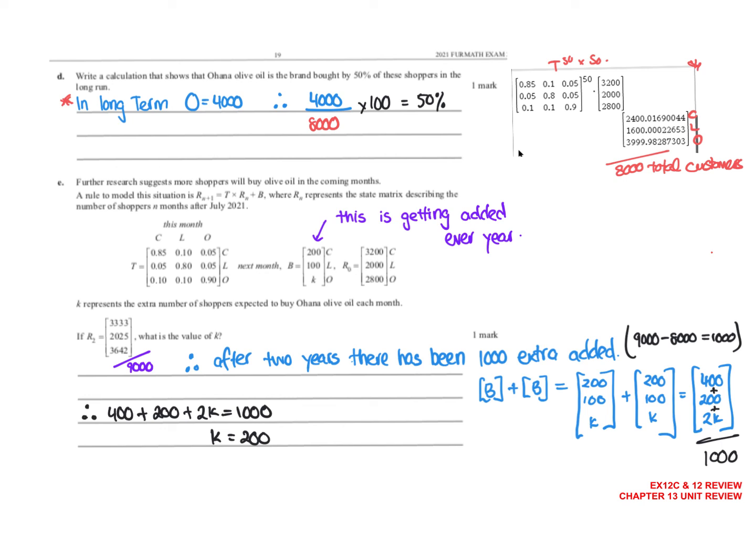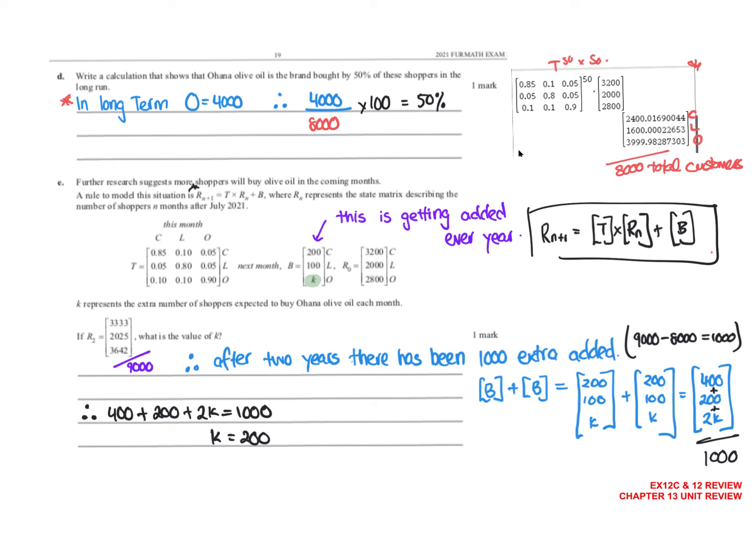So further, here you can see they'll set up a new recurrence relation of how you get the next term. So it's a little bit blurry here, but they're calling it R this time. So you do the transition times the one before plus this matrix B. Okay, that's the new formula written here. And now we can see that K is missing. They've given us R0, so K represents the extra number of shoppers expected to buy olive oil each month.